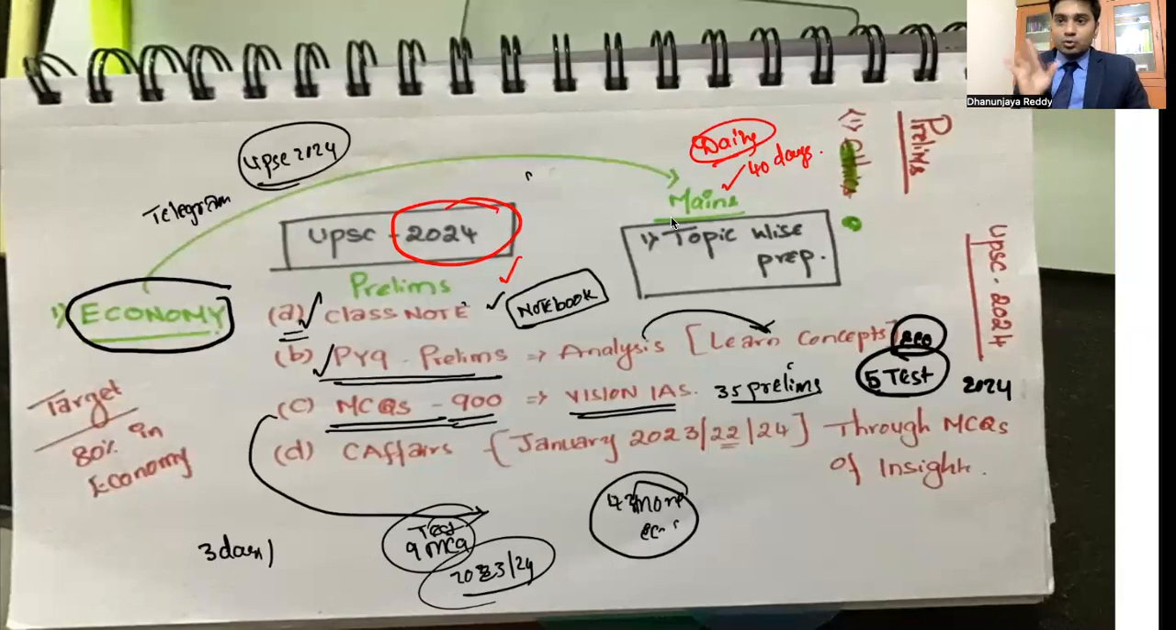For every 3 days, do one test. So by this month, by October 10th, keep the target that you are completing Vision economy. However, not all the 2024 papers will be out by that point of time. That's completely fine. Whatever test series is out as far as economy is concerned, try to do it. But the 2023 test series, you have to do it. This is one thing that you have to do from your end.